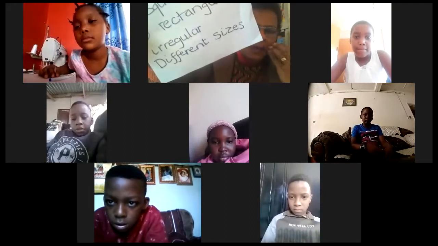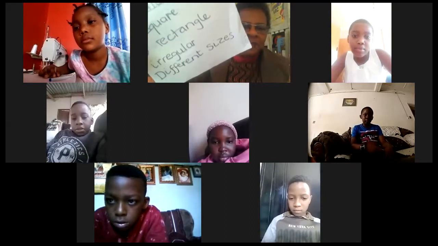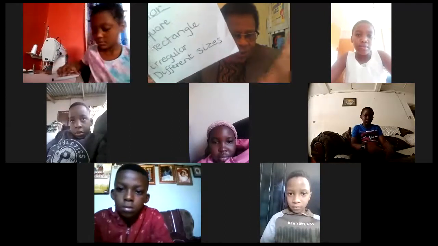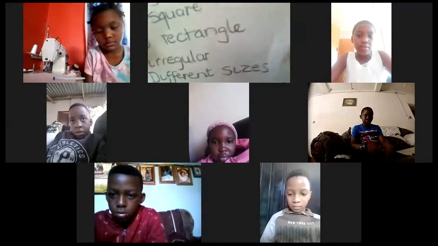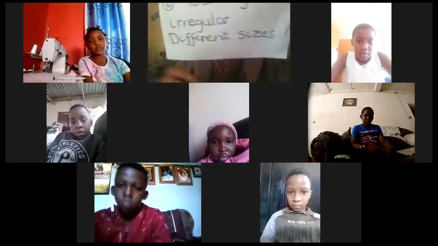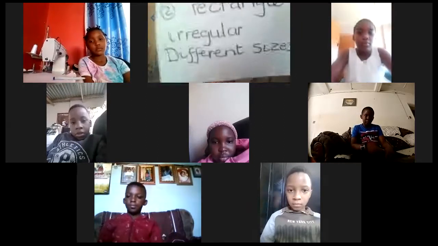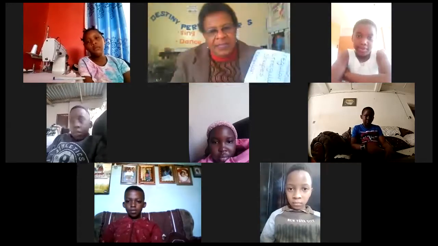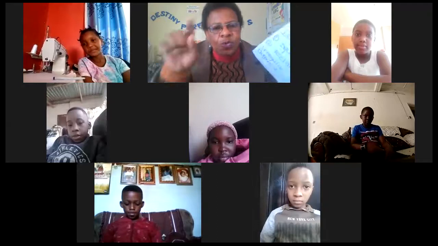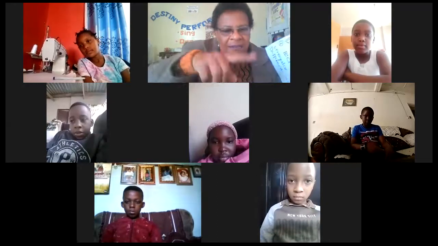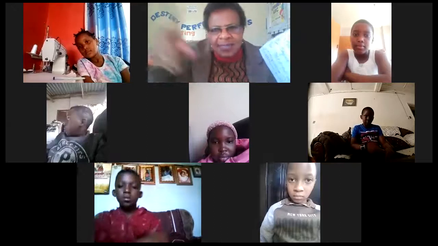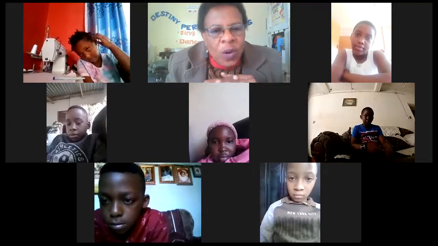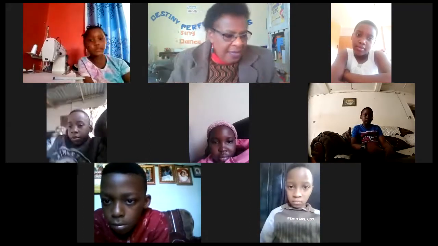Irregular, all the sides have got different sizes. They are not the same. So this is why we are saying it is an irregular shape, because all the sizes are different. But what we have to do is to add all of them, because we are finding the distance right round the shape. So we have got regular and irregular shapes.